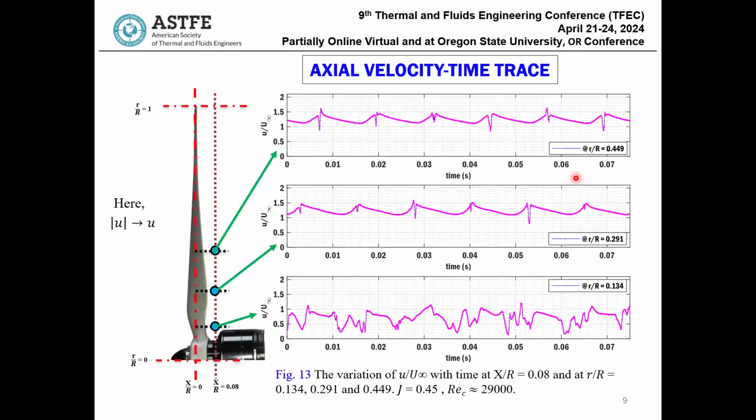Now coming to the axial velocity time trace, here U represents the instantaneous velocity, non-dimensionalized with the free stream speed. In that result, you can see that the slipstream is quite periodic at all radial locations, except this one, which is the motor wake, where the highly turbulent nature of the wake is found. And the slipstream has two parts: one is an unsteady laminar part and one is a turbulent wake part.